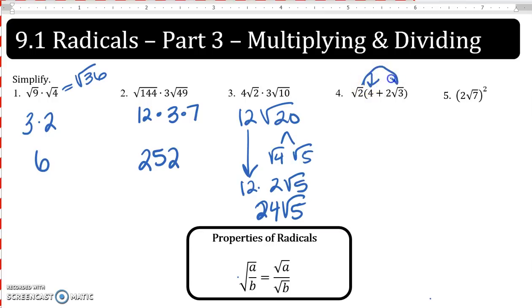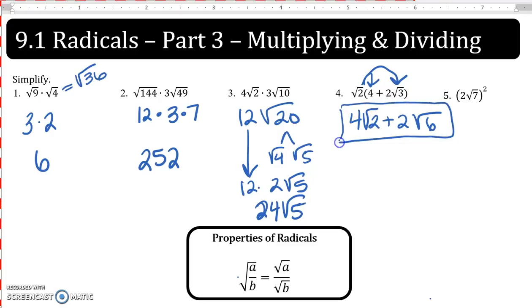Number 4, this is kind of the distributive property with a radical. So this root 2 times 4 is 4 root 2 plus 2 root 3 times root 2 is root 6. And then you got to try to combine like terms. So I have root 2 and root 6, which neither of these can be simplified any further. And you can't combine when the radicals are not the same. So that would be your final answer in number 4.